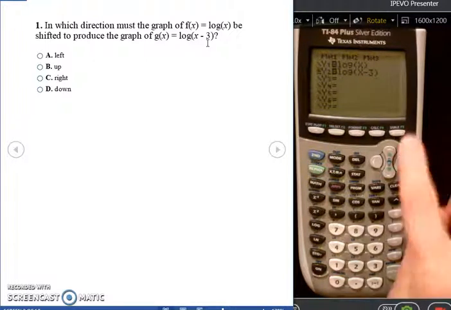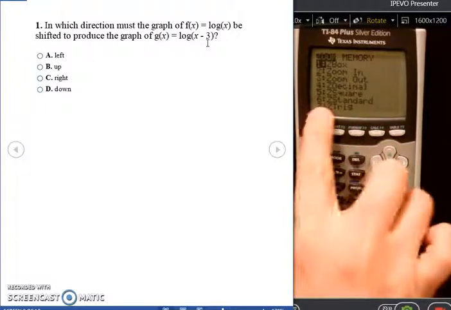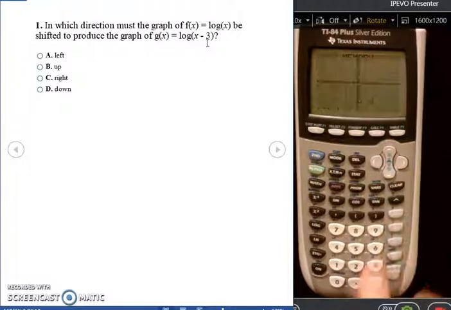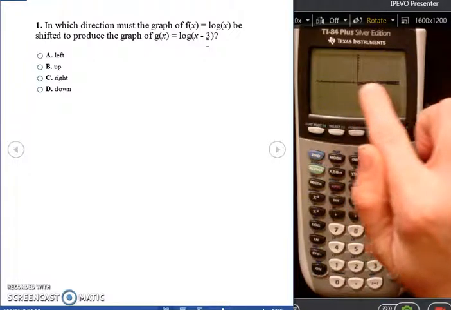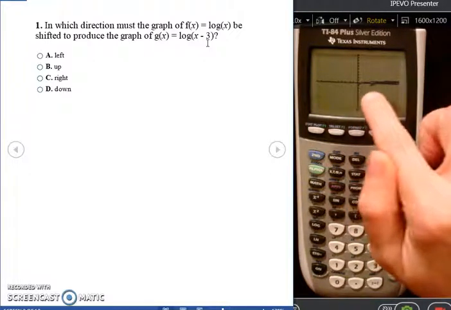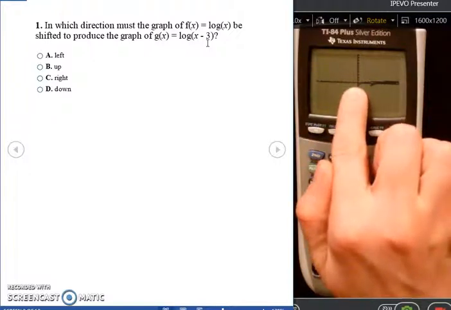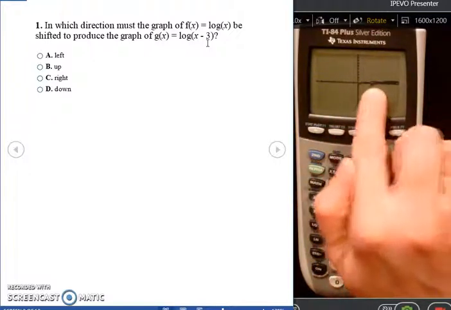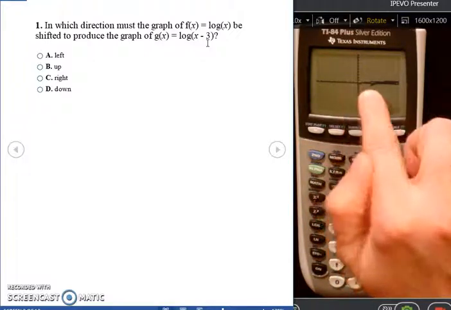Then you can press graph. I like to do it this way: I press zoom and then choose the sixth choice, standard, just so I know that's a 10 by 10 window. If I need to zoom out or in later, I can. Here, I remember that my first graph was the skinny one and my second graph was the thick one. I noticed that the skinny one starts right here and the thick one starts right there. So that starting point is shifted to the right.